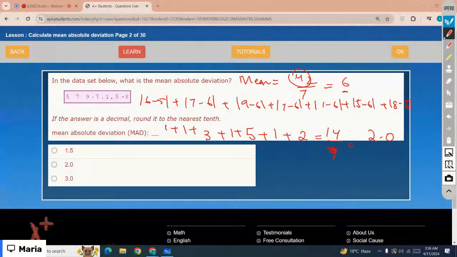Which question can't you see? Here is the question and here is the solution. Can you see my screen?